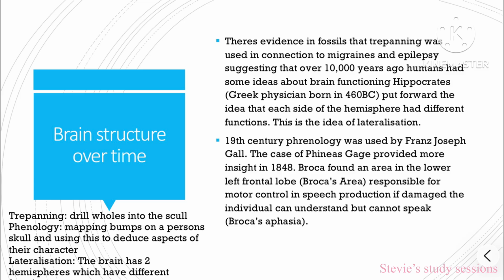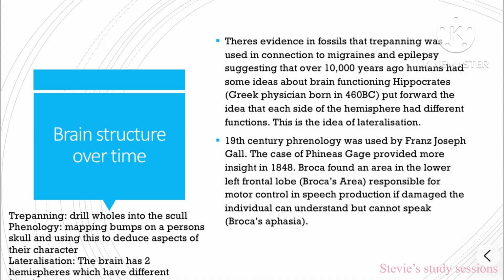Some key words you may need to know. Trepanning is to drill holes into the skull. Phrenology: mapping bumps on a person's skull and using this to deduce aspects of their character. Lateralization: the brain has two hemispheres which differentiate. There's evidence in fossils that trepanning was used in connection to migraines and epilepsy, suggesting that over 10,000 years ago, humans had some idea about brain functioning. Hippocrates, a Greek physician born in 460 BC, put forward the idea that each side of the hemisphere had a different function. This is the idea of lateralization.